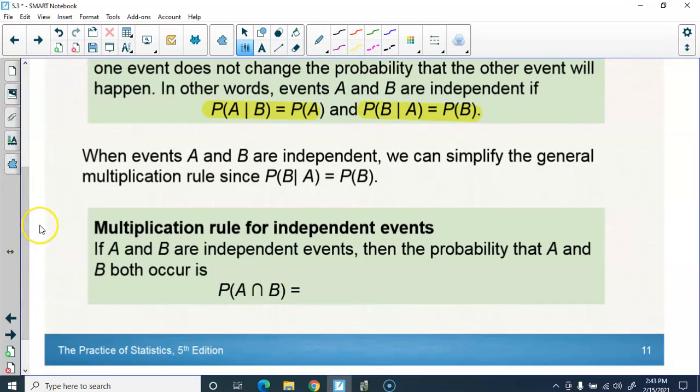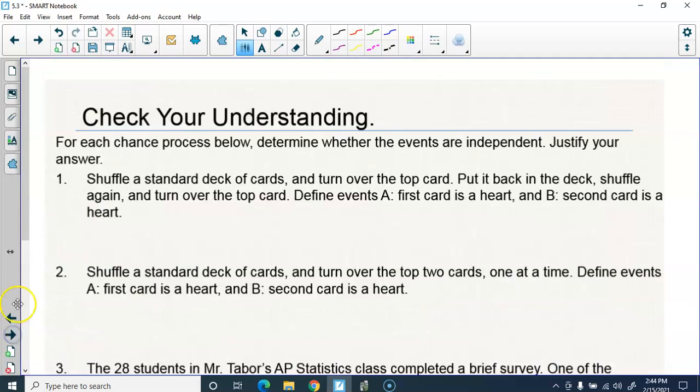So if we know we have independence, remember that the rule for AND was: the probability of A and B is equal to the probability of A times the probability of B given A. But if we know that they're already independent, then we do the probability of A times the probability of B. But again, that's only if we have independent events. If we don't have independent events, then we have to use the rule from earlier that has conditional probabilities involved.